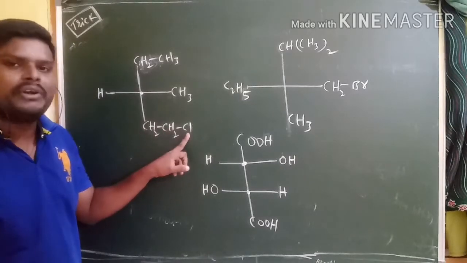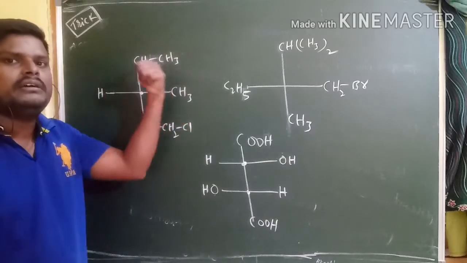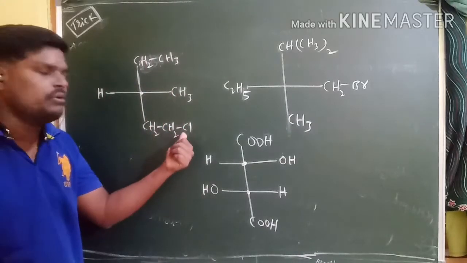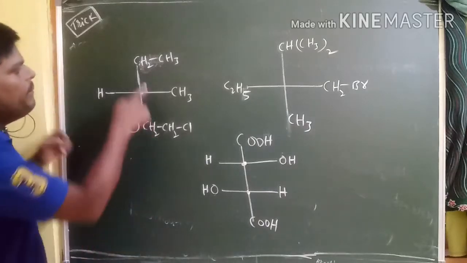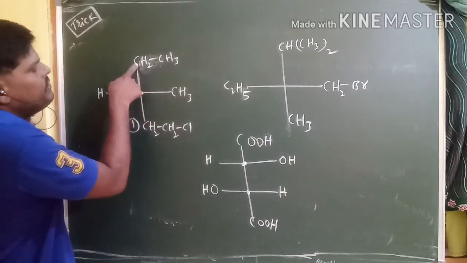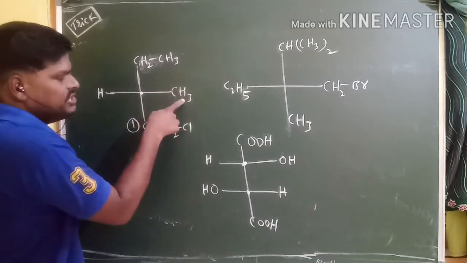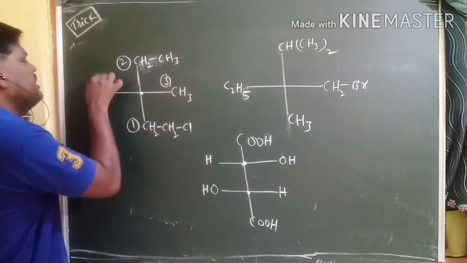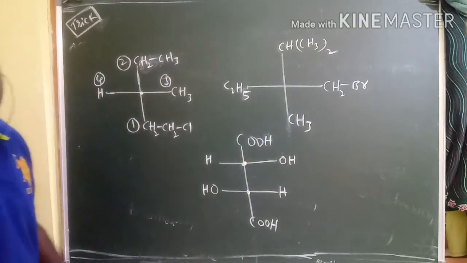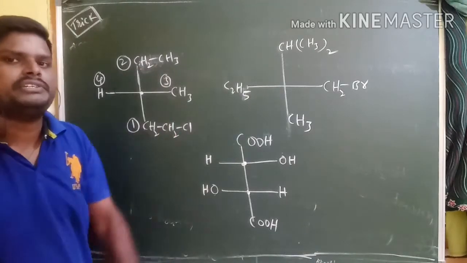And what about the next one? Chlorine is there. But here no chlorine is there. Among all these, no chlorine is there. Only here chlorine. That's why this is the first priority. And compared to these two, here the first atom is carbon, the next atom is carbon. Here the next atom is not carbon, hydrogen is there. That's why this is the second priority, and this is the third priority, and of course the fourth one is the least priority. Always keep the least priority constant when you are assigning R and S configuration, right?